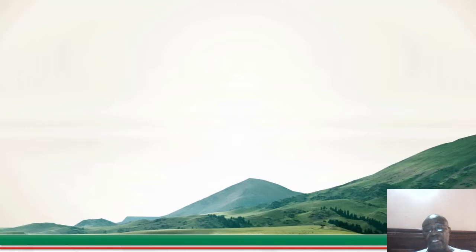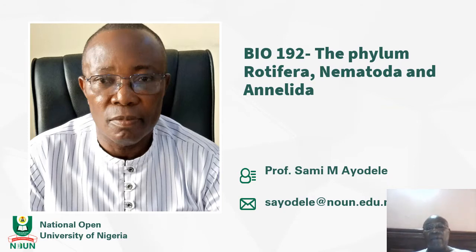So in this course, BIO 192, we are into lesson 6 of this class. In the past, we have talked about the plant kingdom and the animal kingdoms, and today we are continuing with the animal kingdom. The phyla that we are going to consider today include the phylum Rotifera, the phylum Nematoda, and the phylum Annelida.